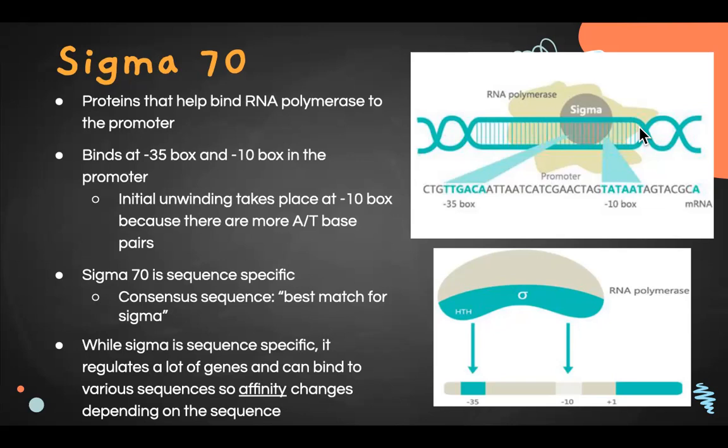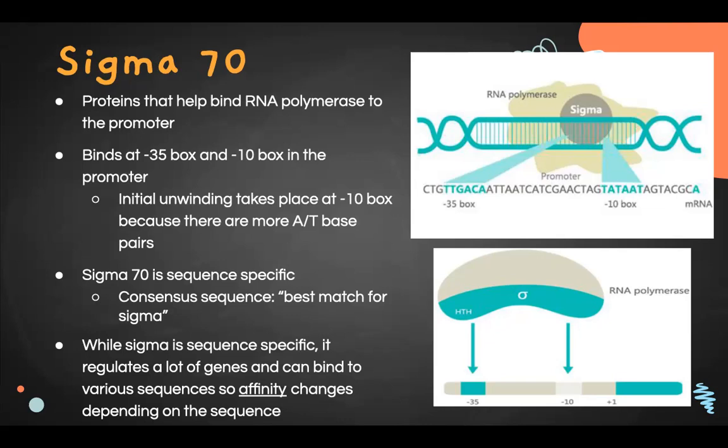To explain a little bit more about the whole sequence specific, consensus sequence, because it gets a little bit confusing for students. A consensus sequence just means this is the best match possible. So sigma 70 can bind to a lot of different places, even though it's -35 and -10. It is still general transcription, so it can bind to a lot of different places. However, there is a consensus sequence where it binds the best. So at the last bullet there, while it is sequence specific, it regulates a lot of different genes, so it can bind to various sequences, but the affinity can change.